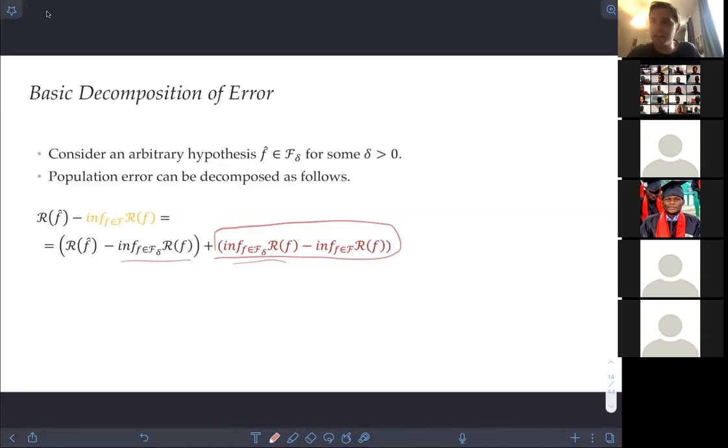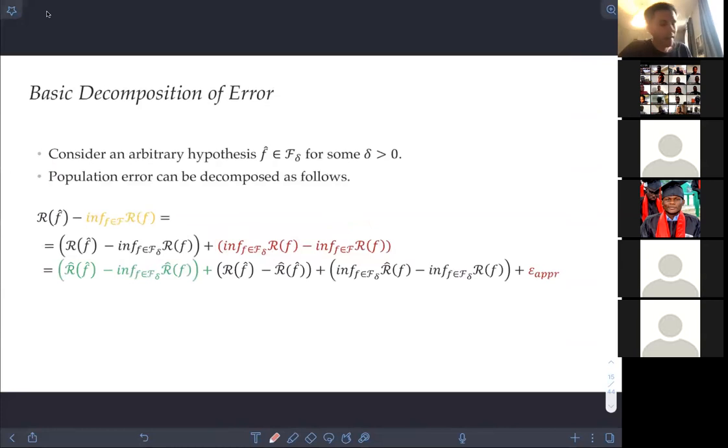So here you can see that this term has no data at all, right? There's no empirical, there's no hats, right? It's a pure term that is completely connected with what we call approximation, right? Of course, if delta is very, very large, this term is going to get smaller. So this is actually what we call an approximation error problem.